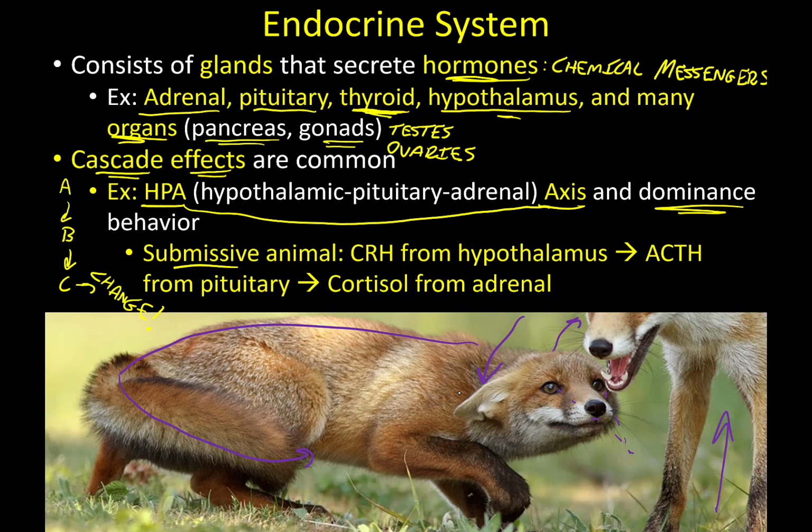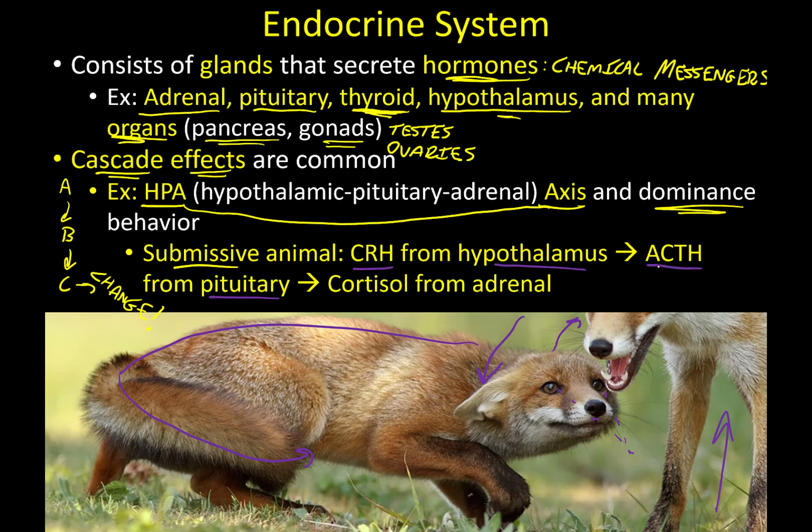hormone cascade. A hormone called CRH, which stands for corticotropin releasing hormone, is produced from the hypothalamus. All right. The CRH is then sent to the pituitary. This causes the pituitary to release its own hormone called ACTH.